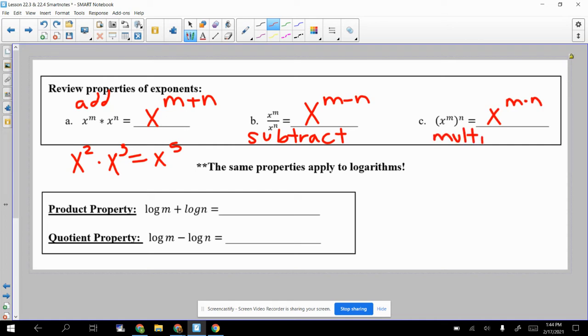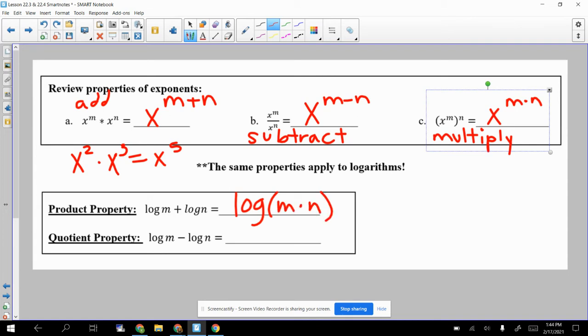Okay. So that's important to know because that's going to help us with our logarithmic properties. Okay, because the same properties apply to logarithms. This is kind of just the opposite way of thinking. So now it says log of m plus log of n. And just like this one, adding and multiplying go together. So that's going to be the same thing here. And so we would write this as log of m times n.